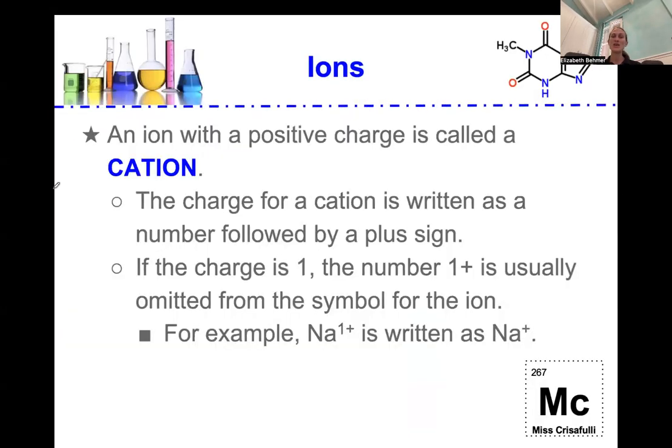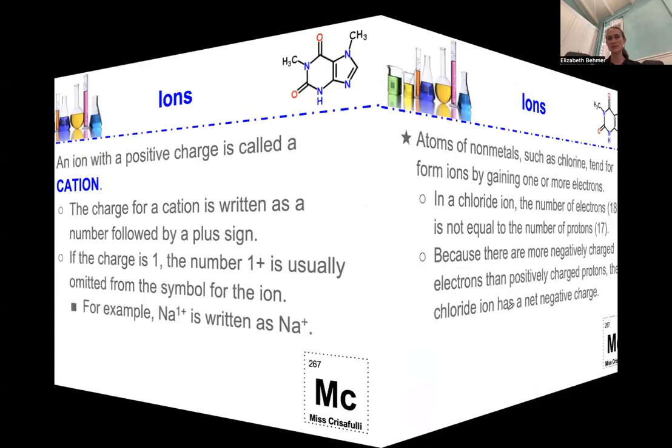So an ion with a positive charge is called a cation, and the charge for a cation is written as a number followed by a plus sign. So if the charge is 1, the number is 1 plus, and it's usually omitted from the symbol of the ion. So for example, sodium 1 plus would just be written as Na+, standing for 1 plus charge. We have other ions that will have a 2 plus, and then we'll include that number 2 when we're writing that superscript.